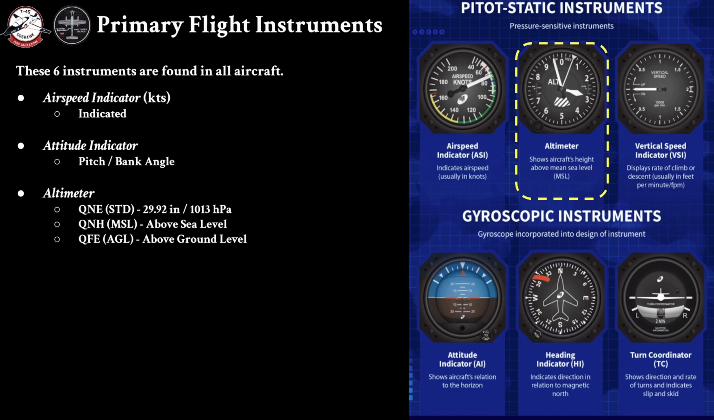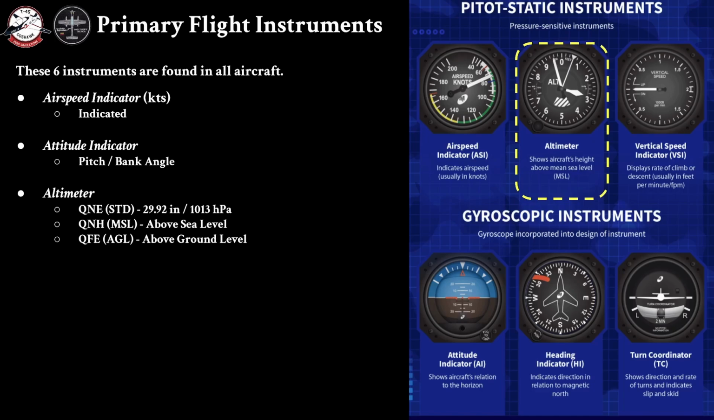Okay. QNE is basically standard temperature and pressure, standard as defined by the FAA and the European aviation body, which is basically 29.92 inches of mercury, or 1013 hectopascals. Okay. QNH is the current air pressure setting. So whatever the air pressure is at that time in that location, okay, that's QNH.